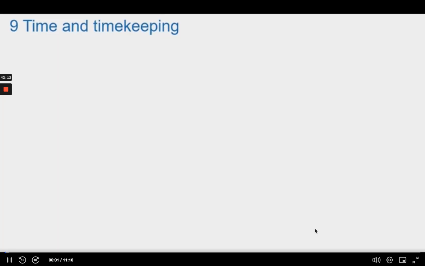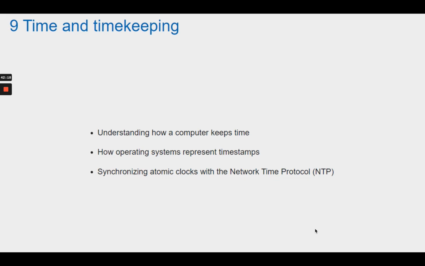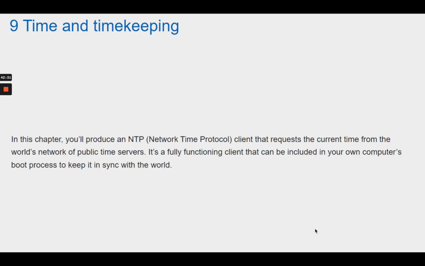Chapter 9. Time and Timekeeping. This chapter covers understanding how a computer keeps time, how operating systems represent timestamps, and synchronizing atomic clocks with the Network Time Protocol, or NTP.